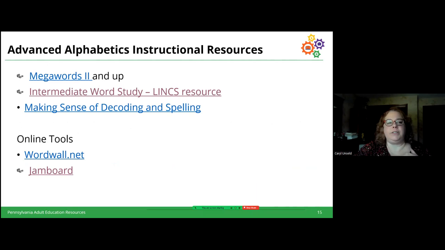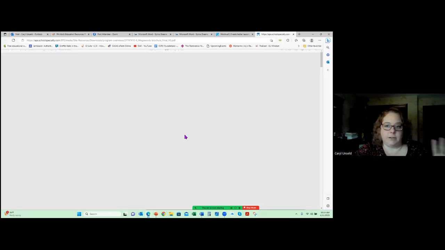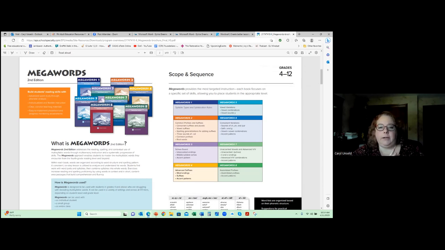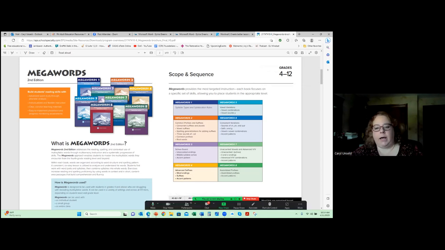I want to show you a couple more resources that are for advanced alphabetics. Now, I'm going to tell you this first resource, this Mega Words, is a book that your agency would have to purchase. Some of your agencies, I don't know where you work, but some of your agencies use Mega Words, and they might have this on their bookshelf somewhere. So it would be worth asking your teacher that you work with, hey, do you have the Mega Words books? What I'm showing you here is Mega Words has up to 8 editions, right? This is for grades 4 through 12. So when we're talking about alphabetics, we're really talking about Mega Words One and Mega Words Two.